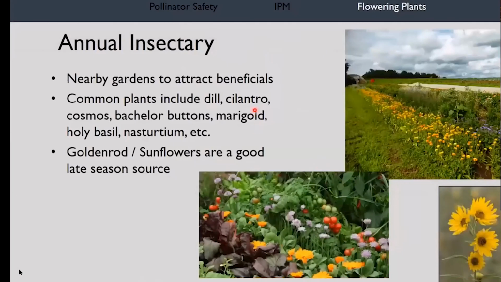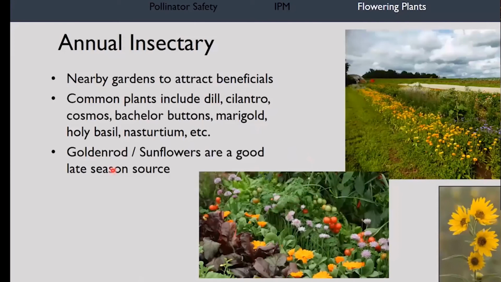And so how we keep that balance is a lot of times by promoting an annual insectary, right? So if we can have gardens dedicated to flowering plants and having those resources available so that when there are no pests, those beneficial insects can actually consume nectar.